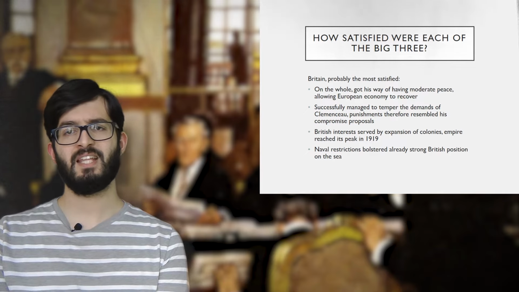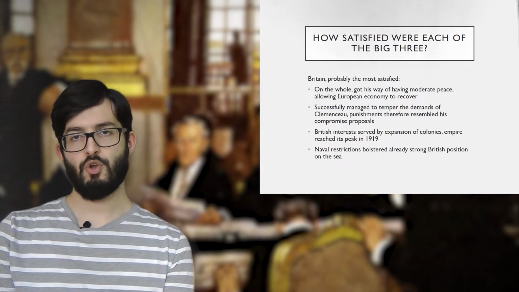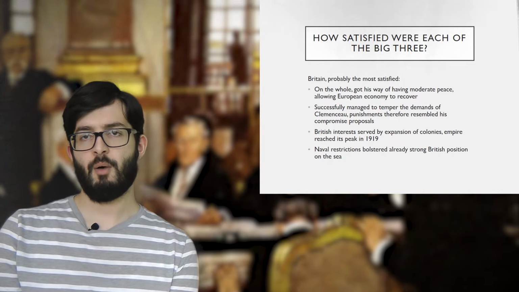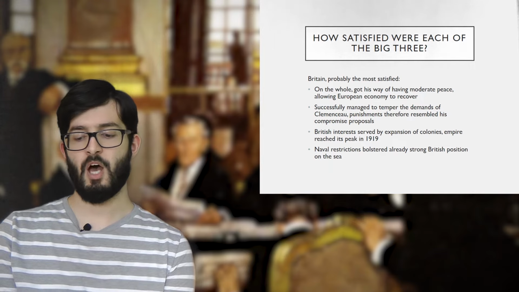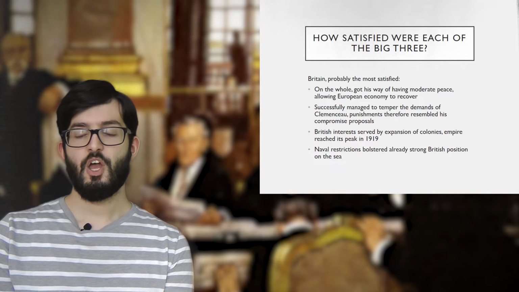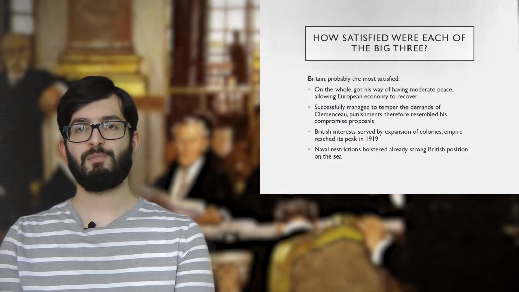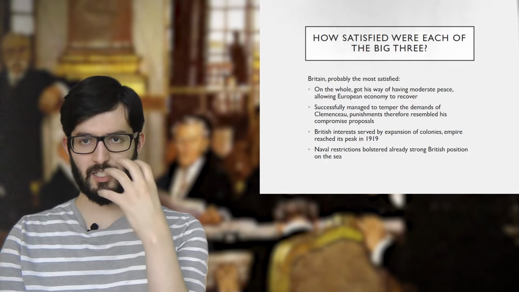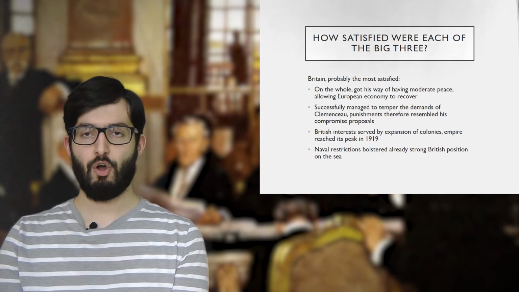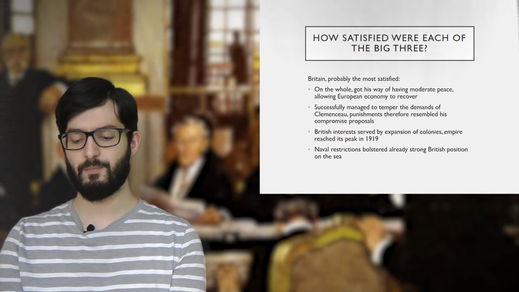The punishments that are in the end imposed upon Germany end up resembling, again, those compromise proposals that Lloyd George was suggesting. So some reparations, but not crippling. Some reduction in armaments, but again, not completely destroying the German army. They, of course, also managed to serve their own interests through the expansion of their colonial empire. And of course, the British Empire ends up reaching its largest extent after the end of the First World War, having gained a lot of the former colonies and territories of Germany, but also other defeated countries such as Turkey.